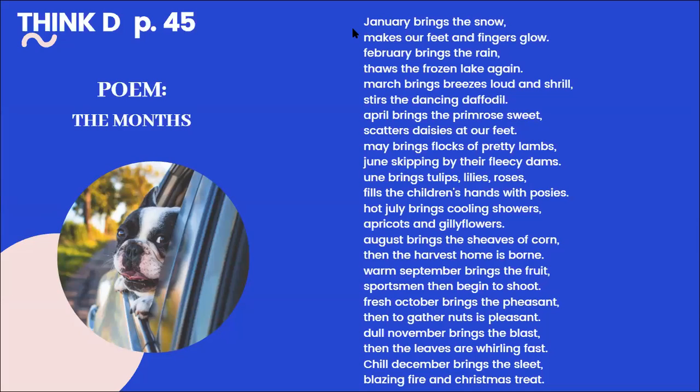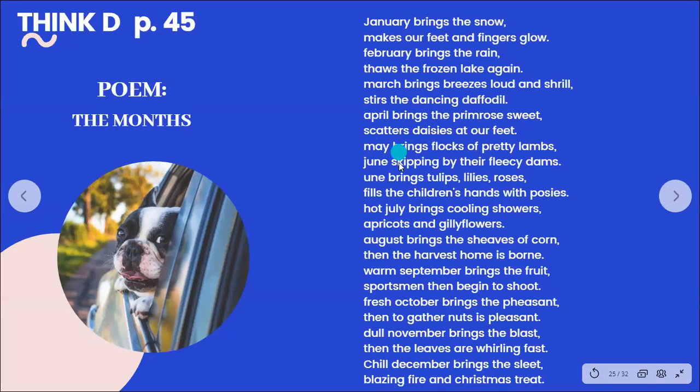the tulip lilies roses, fills the children's hands with posies. Hot July brings cooling showers, apricots and gilliflowers. August brings the sheaves of corn, then the harvest home is born. Warm September brings the fruit, the sportmen that begin to shoot. Fresh October brings the pheasants, then the gathered nuts is pleasant. Dull November brings the blast, then the leaves are whirling fast. Chill December brings the sleet, blazing fire and Christmas treat.